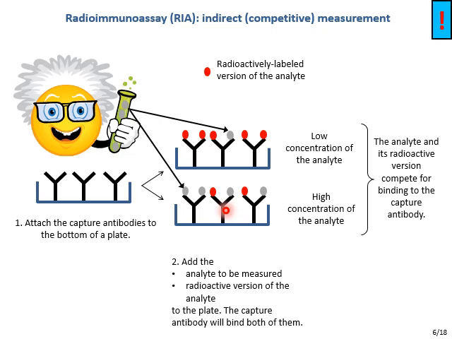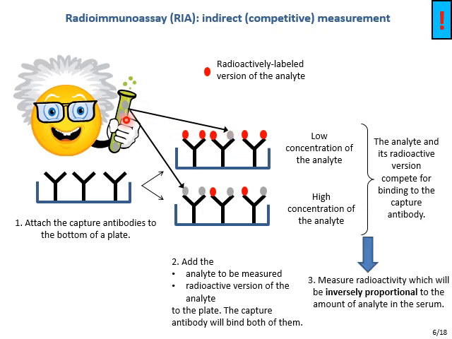So basically, there is an inverse relationship between the amount of radioactivity bound to the capture antibodies and the concentration of analyte in the original sample. So if we finally measure the radioactivity, there will be an inverse relationship between the concentration of the analyte to be determined and the measured radioactivity.